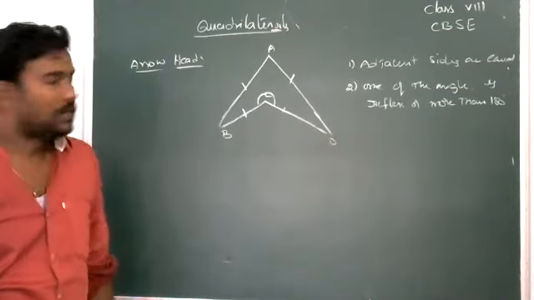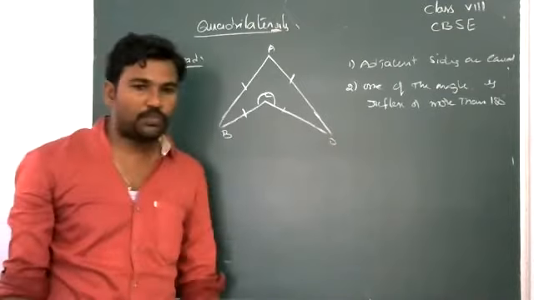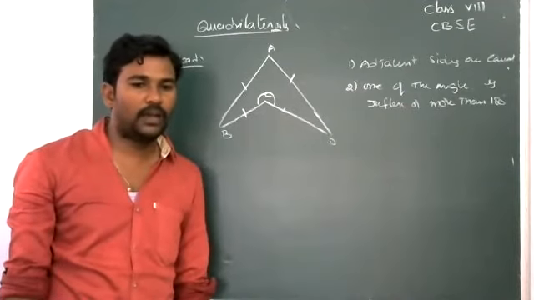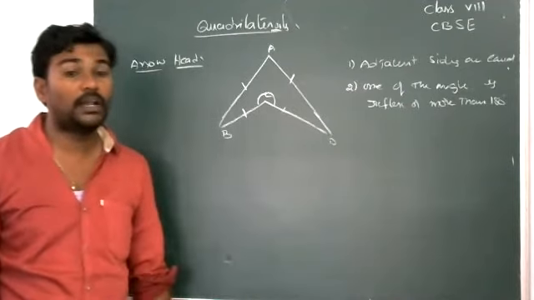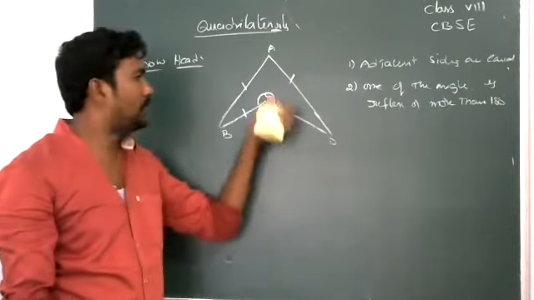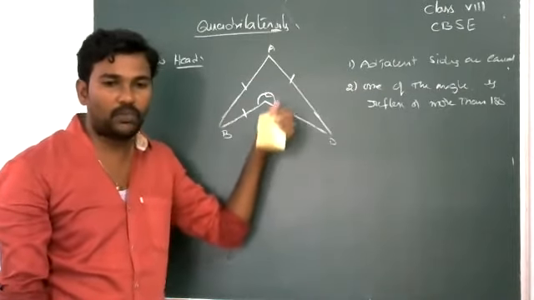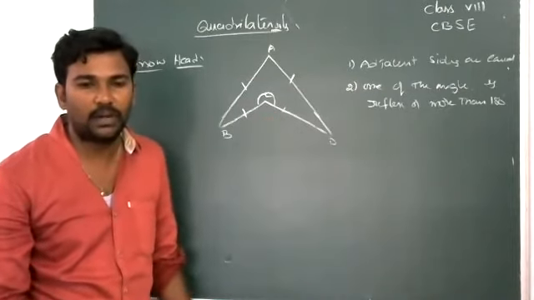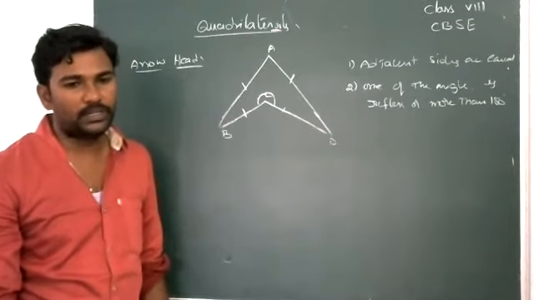Here you can see, is this a convex polygon or a concave polygon? Concave polygon. Why? Because one of the angles is more than 180 degrees. Then those polygons are called concave polygons.